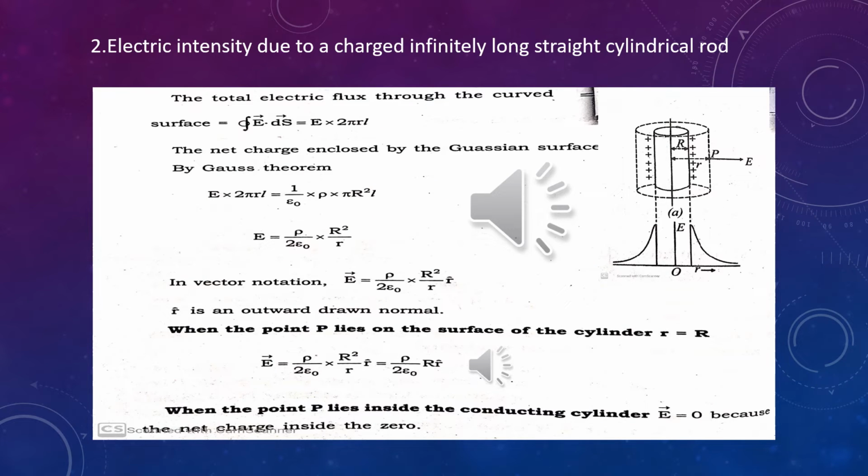Next application: electric intensity due to a charged infinitely long straight cylindrical rod. It has cylindrical symmetry. In the diagram, we have a cylindrical wire or rod of radius capital R. Let the volume charge density be rho, and P is a point outside the cylinder at a distance r. We have to find the electric field intensity at the point P. So we consider a Gaussian surface of radius small r around the distribution.